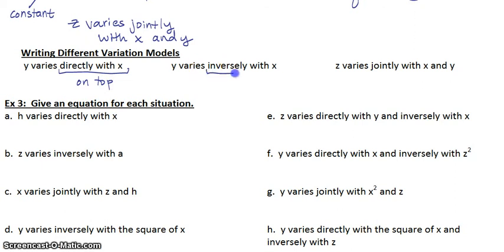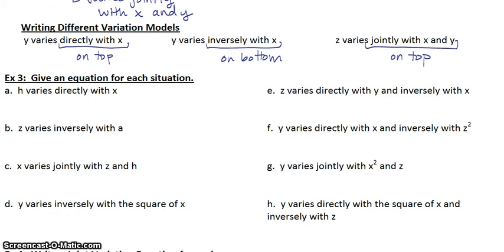If you see inversely, that's when the x is going on bottom of the fraction. And if you see jointly, it's also on top. Let's do some practice. Look at example 3.